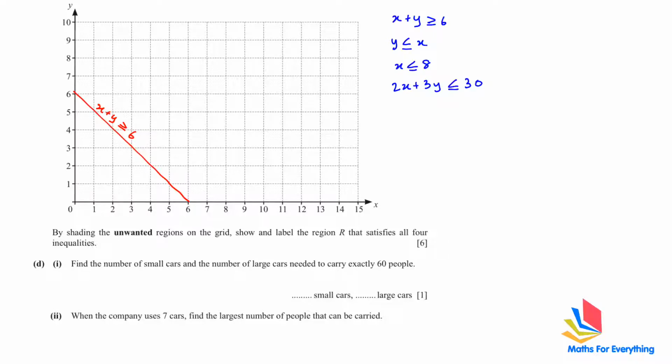Let's take when x is 3, y is 3. When x is 10, y is 10. We'll join these 2 points together. So this line is y is less than or equal to x.